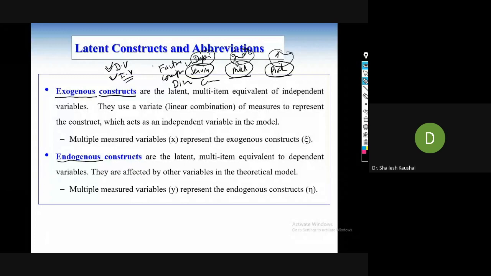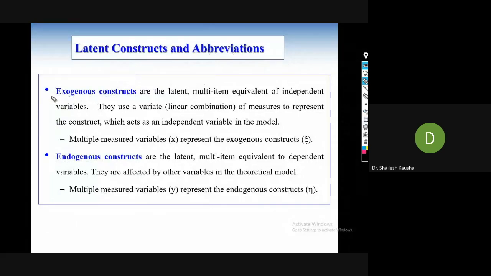So here I am not using the terms independent and dependent. I will use exogenous for independent and endogenous for dependent. Exogenous is nothing but a combination of three or four independent variables, and endogenous is nothing but a combination of three or more questions related to the dependent variable. So what is the definition of exogenous construct? Throughout structural equation modeling, I will use the two terms exogenous construct and endogenous construct.